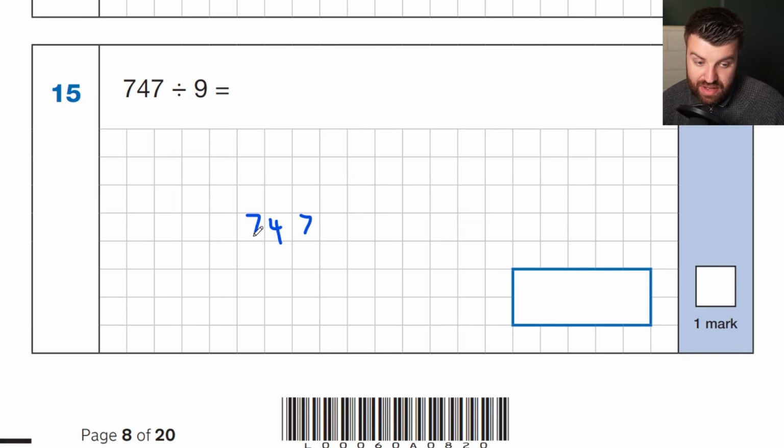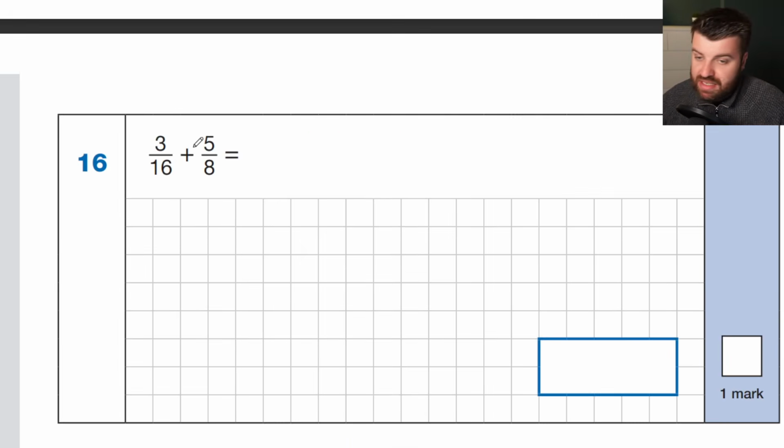Question 15. 747 divided by 9. Use your short division method here. 9s into 7 don't go. Exchange 9s into 74. Well, 9 times 8 is 72. So that's 8 lots with 2 left over. 9s into 27, that's 3. Therefore, that basic method gets us the answer of 83. You'll start doing this in year 3 or 4. So this is all about practice, practice, practice.